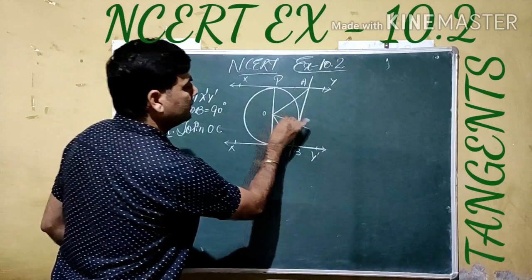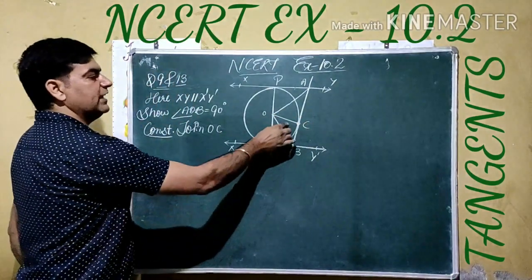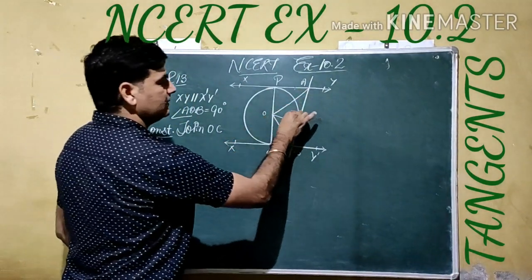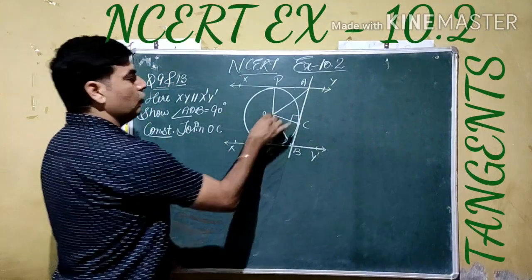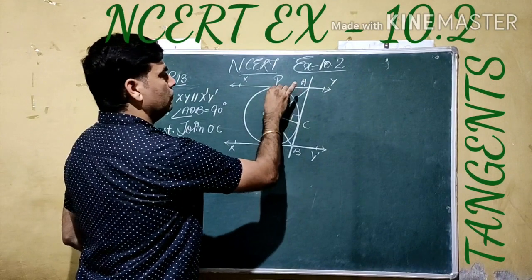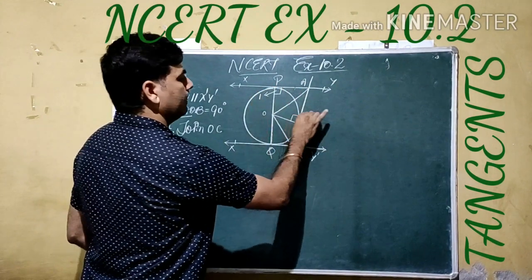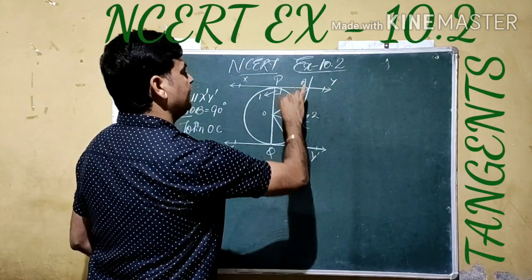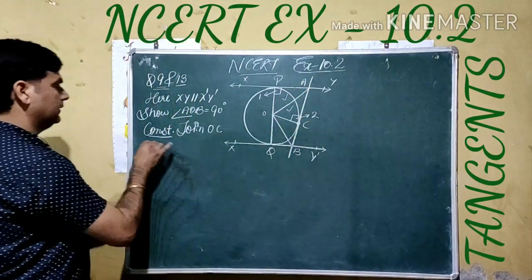If we join OC, as you know, OC is the radius and this is a tangent, so this angle is 90. And OP is the radius, this is a tangent, so this angle is also 90. So we are giving the names first: angle 1 and 2. We are going to take these two triangles first and prove them congruent.